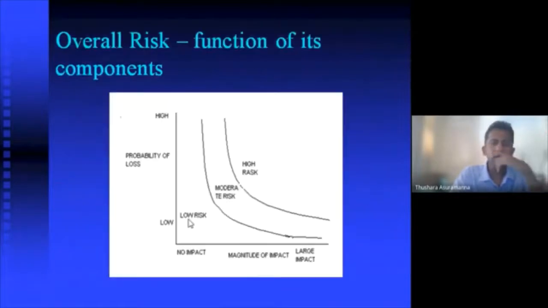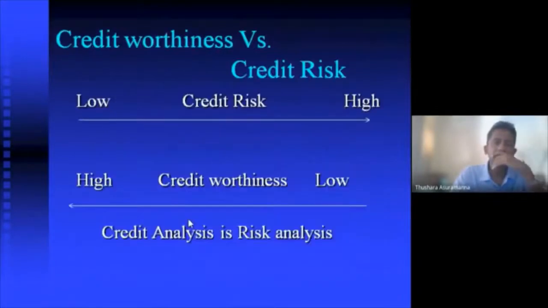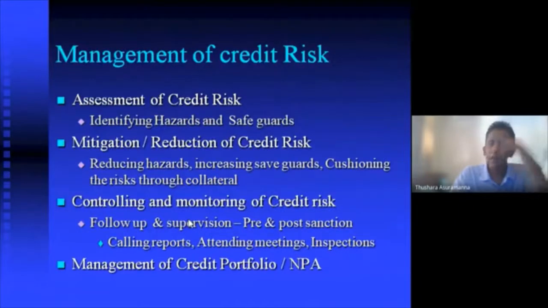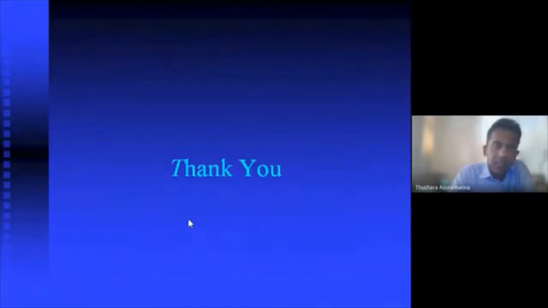Other elements we also learned: the overall risk function, creditworthiness versus credit risk, and how we are going to manage credit risk. But this could be the only important slide out of the risk part, because credit risk management is important these days, as things are going beyond control. So in that context, this is important.